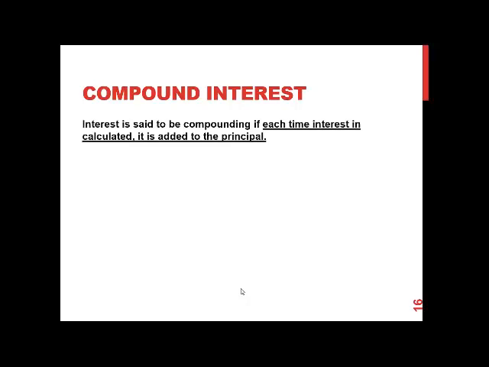Compound interest. Interest is said to be compounding if each time the interest is calculated, it is added to the principal. Our compound interest formula is A equals P times the quantity, 1 plus R over N, all raised to the NT. Does look a little ugly. It's not impossible to do. You can do it in a calculator in one step, although it can be a little scary.